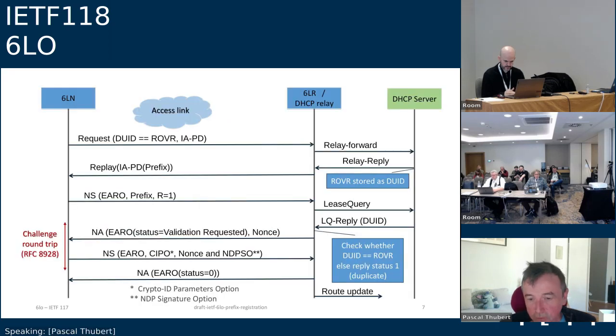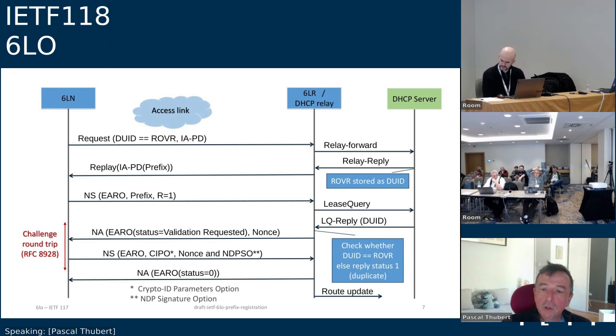And so here's an example of the flow of how this would happen. What typically happens when the host, in our case a 6LN, but figure that it could be a server in a cloud network, as I represented earlier, or a phone or anything, is that after it has found the DHCP server, or through the relay, it will make a request for IAPD, basically getting a prefix delegated.